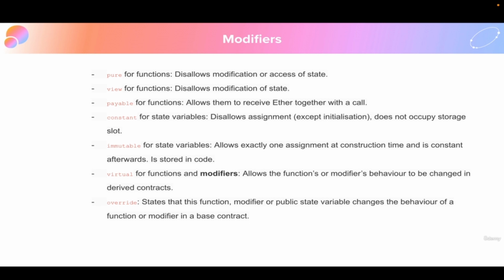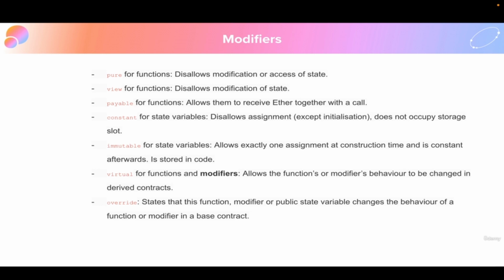Payable is another function modifier. It allows functions to receive ether with a function call. Constant and immutable are variable modifiers. Constant disallows reassignment of variables. It requires you to initialize the variable with a value and does not allow you to change it afterwards. Constant also does not occupy a storage slot. Constant variables are baked directly into the contract bytecode. Immutable allows exactly one assignment within the constructor function, and then afterwards is stored just like a constant.